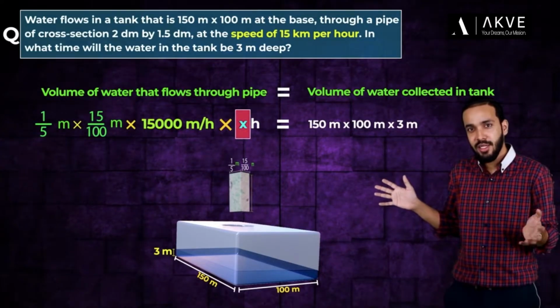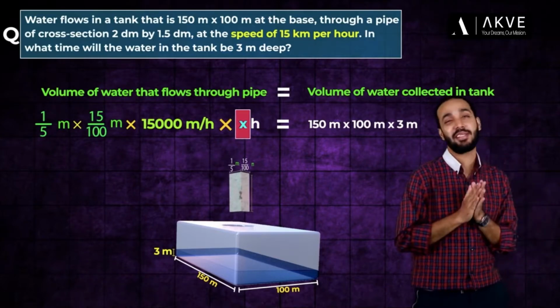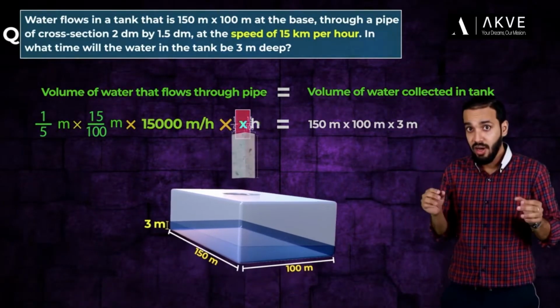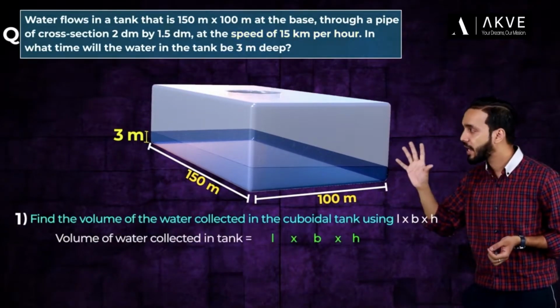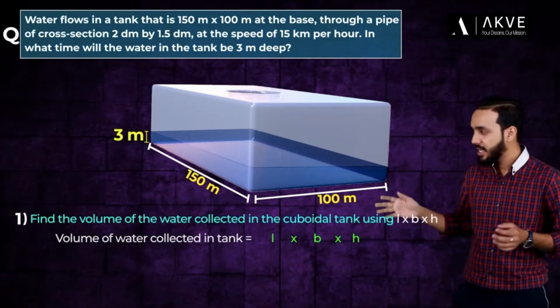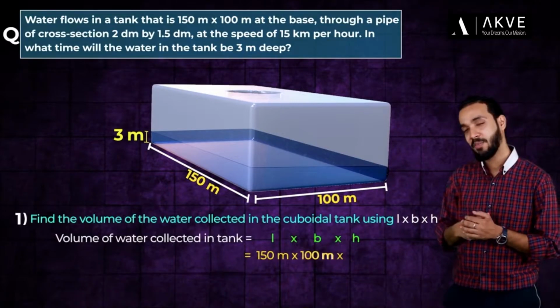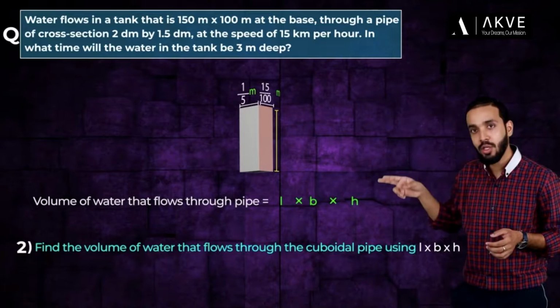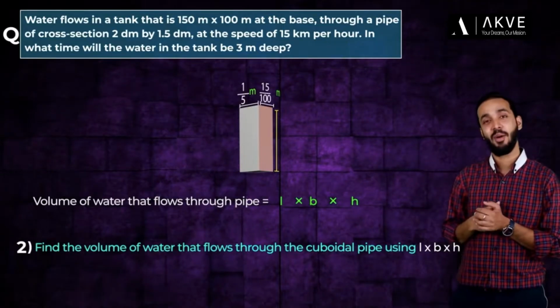Understood the approach? Not sure? No worries. Let's just list down the steps to get some clarity. We first find the volume of water collected in the tank using this formula LBH. Then we find the volume of water that flows through the cuboidal pipe using the same formula.